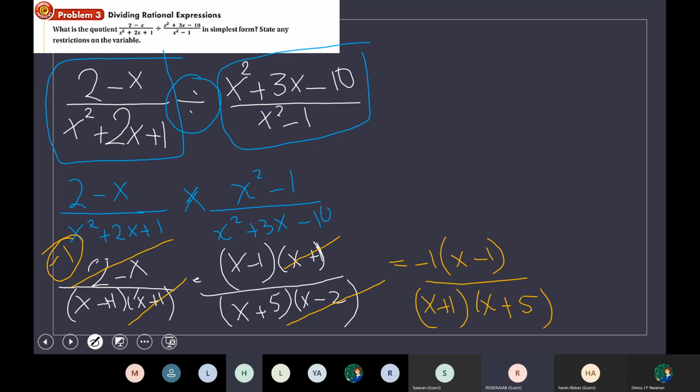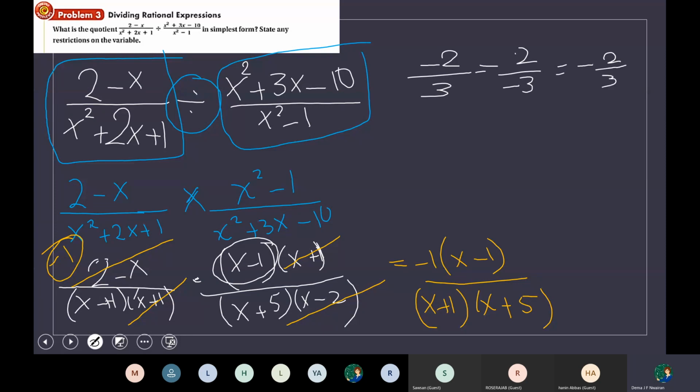What? Negative 1 is in the denominator because of x minus 2. By the way, if you have negative 2 over 3, is it the same as 2 over negative 3? And it is the same as negative 2 over 3. So if you put the negative sign up or down or outside, you will have the same answer. That's a trick I made yesterday.